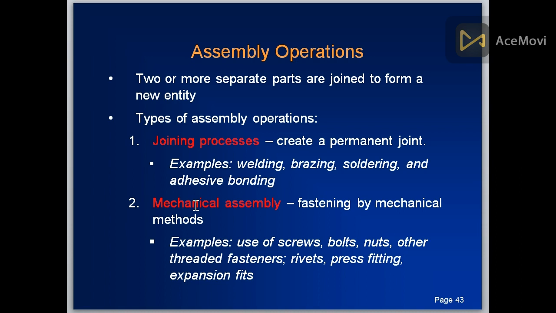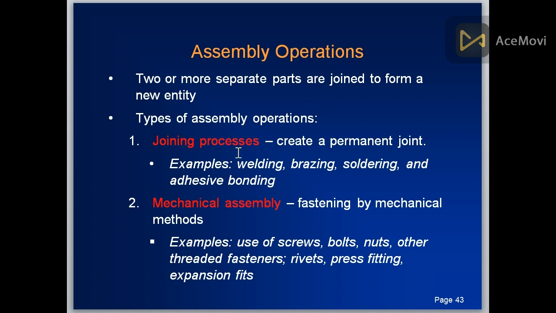Assembly operations are basically where two or more separate parts are joined to form a new entity. For example, there are two plates, and we engage them with some nuts and bolts. Then there are separate parts, nuts and screws. So we combine them and make a new part of more value. This is basically the assembly operation.